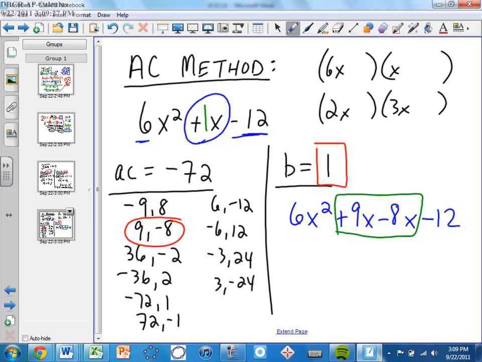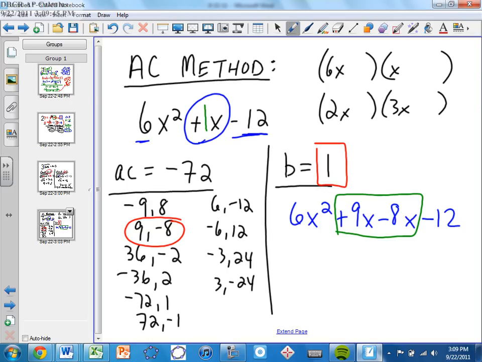So how did you get 9 and negative 8 to fit into that equation? Because 9 plus negative 8 gives me 1. If you try adding all of these others up, you're not going to get 1. The only one that adds up to 1 is 9 and negative 8. That's why I chose those.